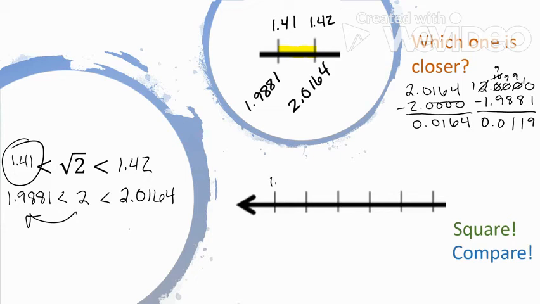So we start with 1.41 and we do 1.411, 1.412, 1.413, 1.414, 1.415. Again, we're comparing the radicand values, not the square root of 2 because we don't know what it is. We have to square everything. Let's begin.